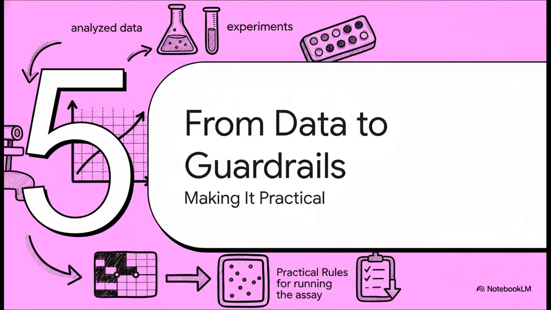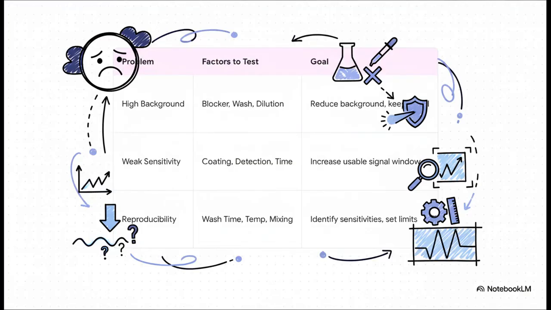So, you've run the experiments, you've crunched the data, and you've found your robust operating region. Awesome! But the job isn't done yet. The final, and you could argue most important step, is to turn all that knowledge into practical, everyday rules for actually running your assay. Think of this table as your go-to cheat sheet for common ELISA problems. Got high background? Here are the factors to screen first. Is your sensitivity a little weak? Start here. It's a direct link from the problem you're seeing at the bench to a DoE solution that's designed to actually fix it.